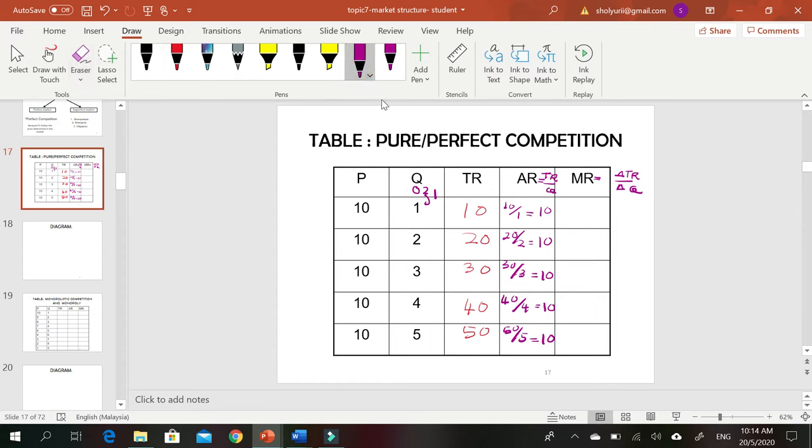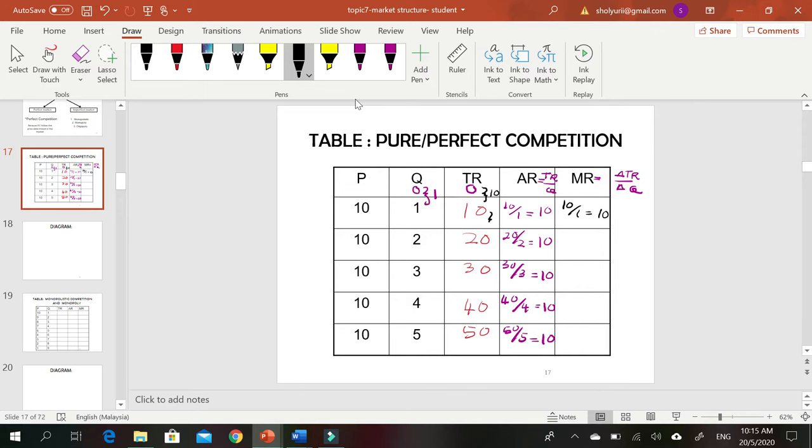What happened to TR? No product, meaning no revenue. Total revenue is zero. So what happened to the changes? In terms of the changes in TR, 10 tolak 0, 10. So the formula is changes in TR over changes in Q. So, 10 bahagi 1 equals to 10.